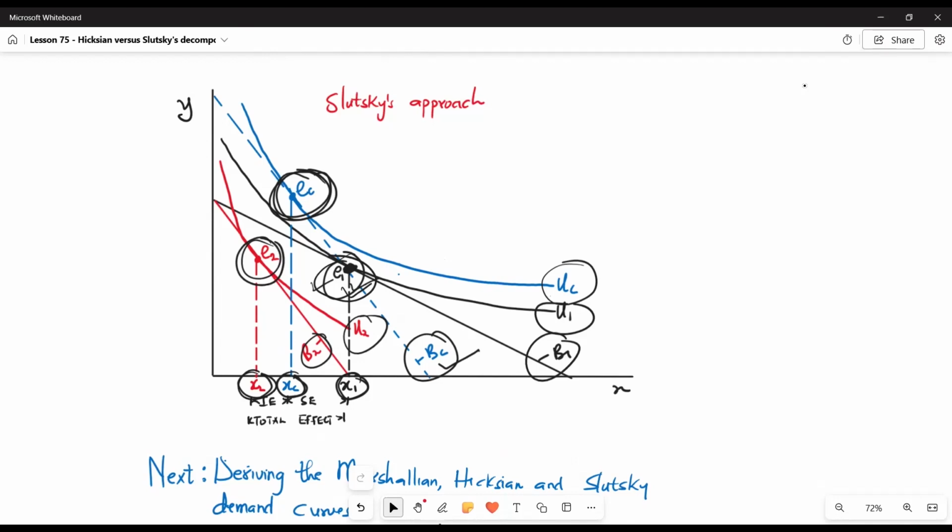So this is all that we have on our lesson on Hicksian versus Slutsky decomposition of substitution and income effect. Our next lesson will be on deriving the Marshallian, Hicksian, and Slutsky demand curves.